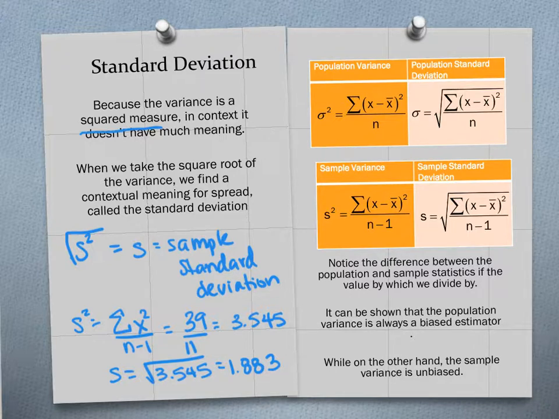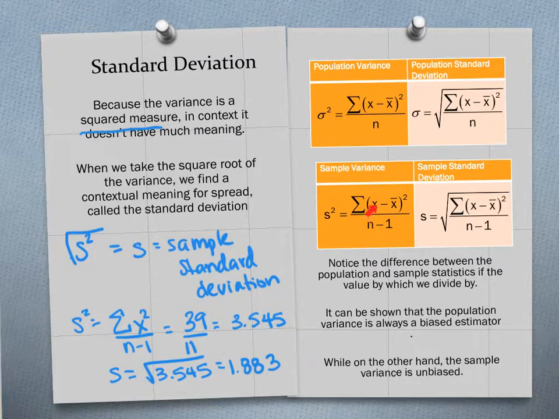And if you notice, here are the equations that we created. Notice that for the population, sigma, we divide by n, because you know every value in the population. If you know every value in the population, you don't need a lot of room for error. That's what this is essentially saying. But because we're looking at samples and we don't know every value in the population, we need more room for error. We're going to divide by n minus 1.